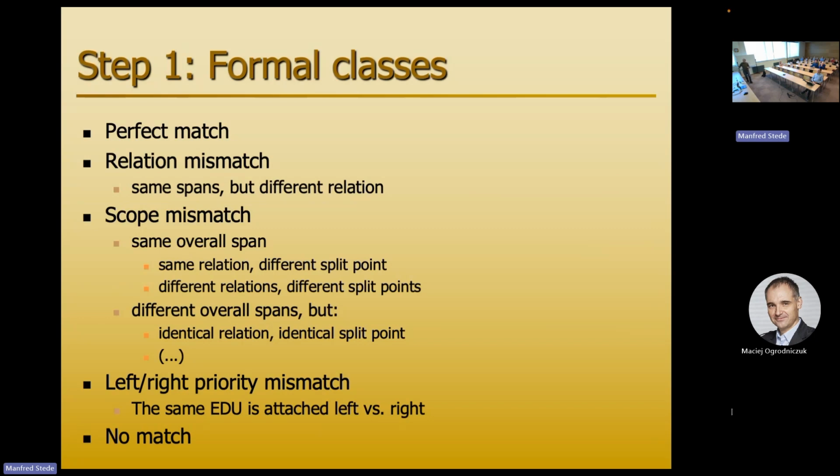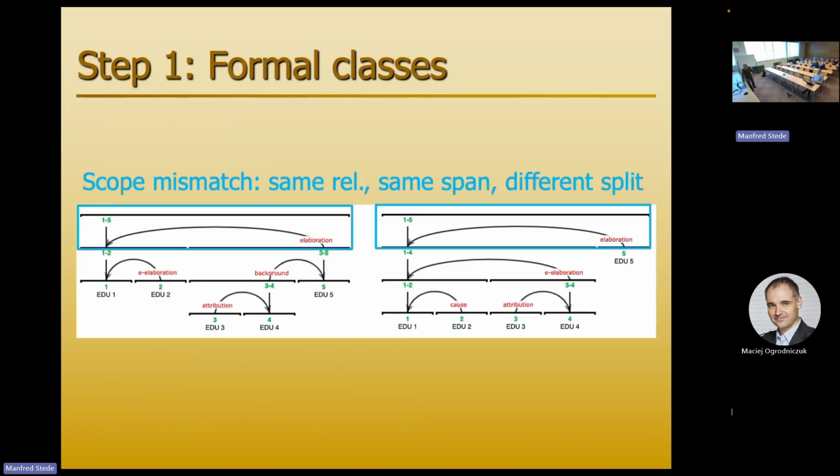Left priority mismatch means the same EDU is attached first to the left or to the right. That's a specifically interesting case because discourse structure gets a different twist, right? Where I connect my EDU first in this way or that way. And the last thing is a complete no match that eRST Taste computes. I cannot see any parallelism here. So it's a bit of hopelessness.